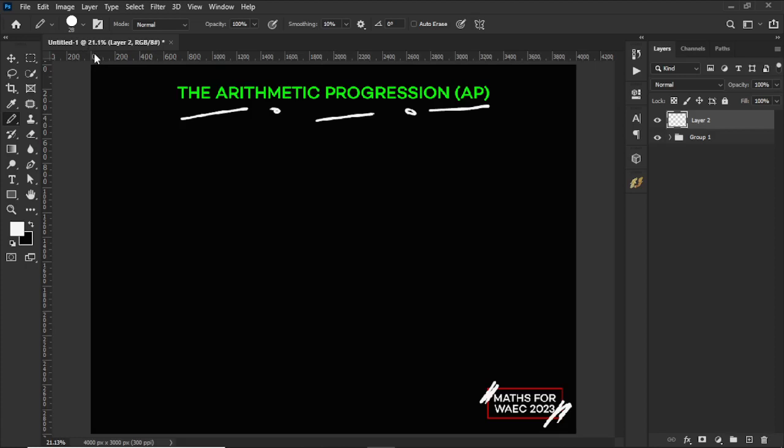Okay. So what is an arithmetic progression? When you talk about an arithmetic progression, you're talking about a progression that has a common difference.